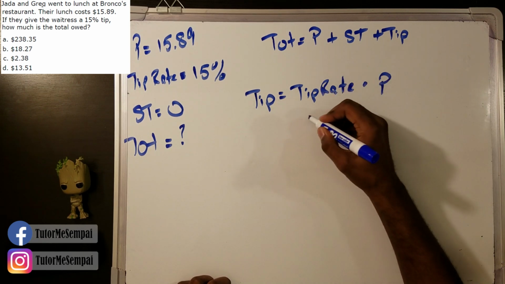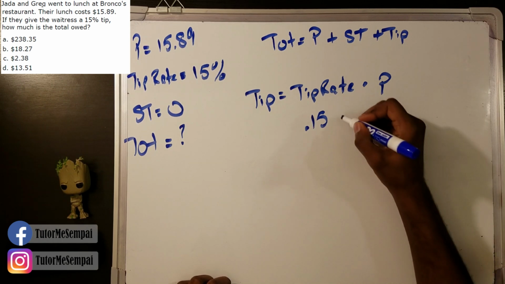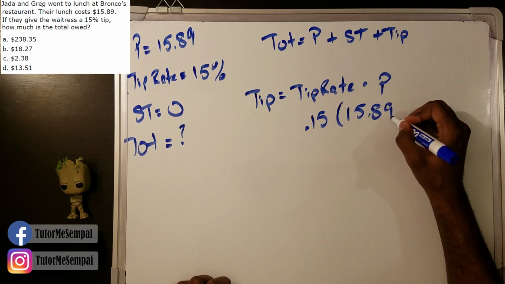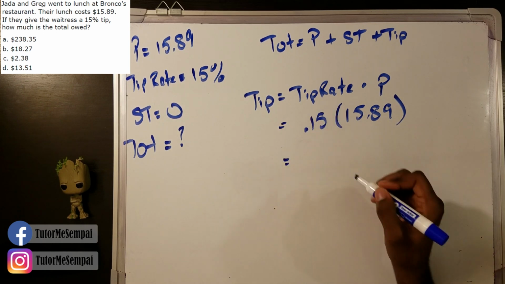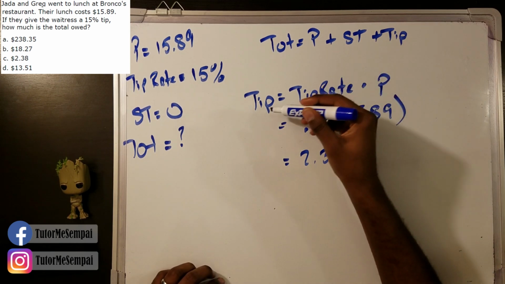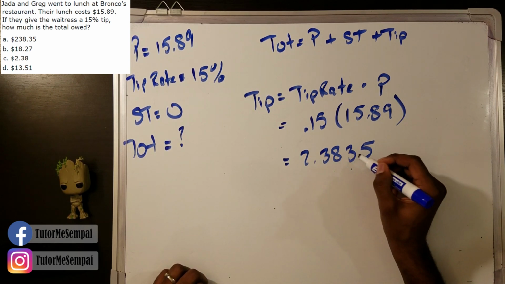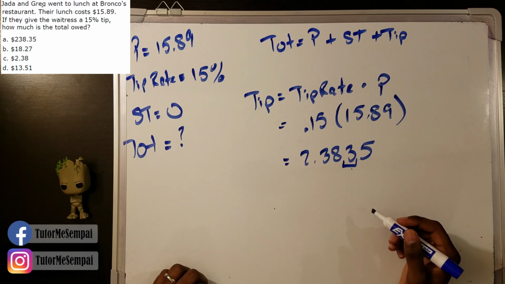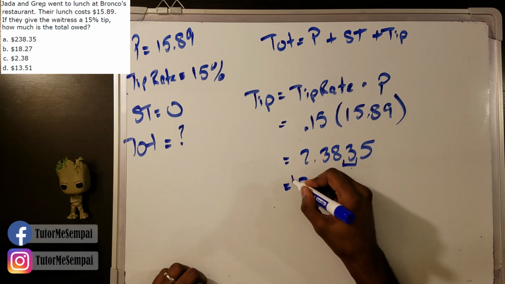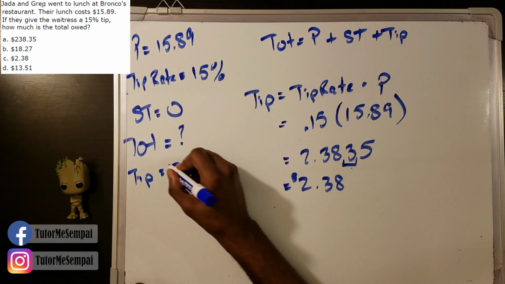So in this case, our tip rate was 15%. If we convert that to a decimal, that's 0.15. And this is going to be multiplied by our pre-tax value of $15.89. If we multiply all of this across, we get 2.3835. Understanding that tip is money, we don't have 4 decimal places when we're talking about money. So we're going to have to round this using this place value here. So this is actually going to be $2.38. So we know our tip is going to be $2.38.